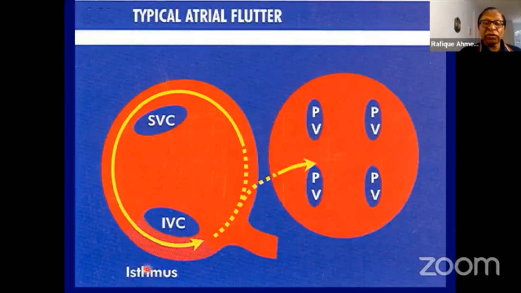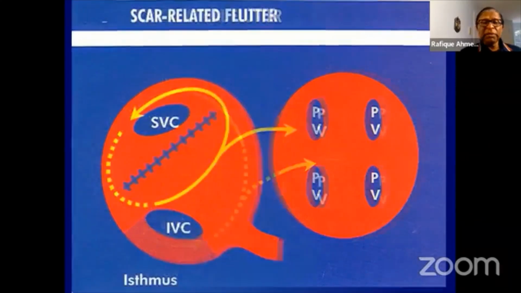Also, I talked to doctors in Japan. They don't have that many flutter patients, but they have more fib. In Bangladesh, it's the same. But if there is typical flutter, we can do ablation, and this is almost like a cure for typical atrial flutter. There can be another kind of re-entry.